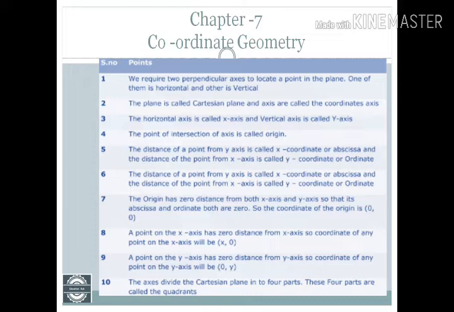Now the origin has zero distance from both the x-axis and y-axis, so its abscissa and ordinate are both 0, and that point is known as the origin. If a point has zero distance from the x-axis, the same holds similarly for y. The axes divide the Cartesian plane into four parts. These four parts are known as quadrants.